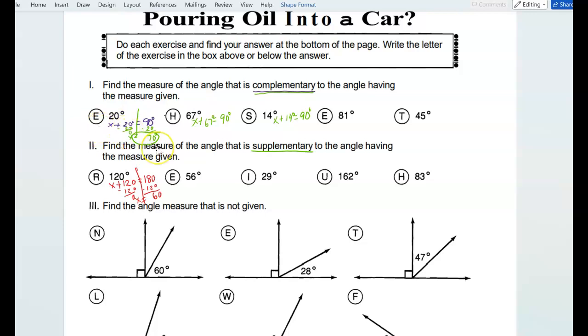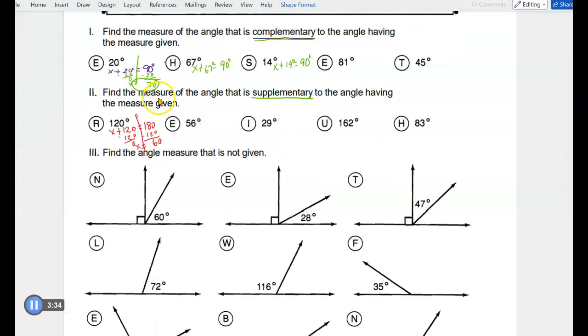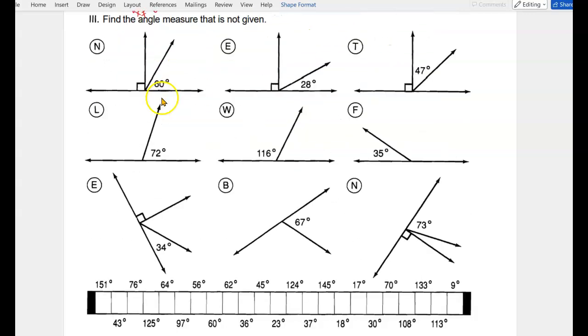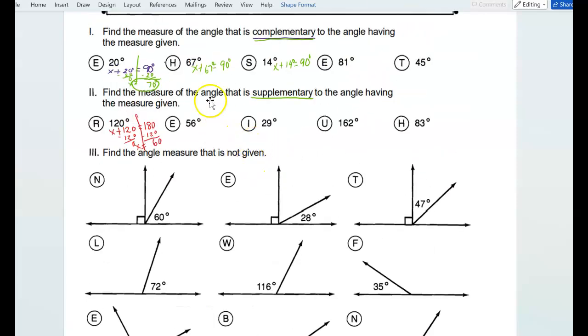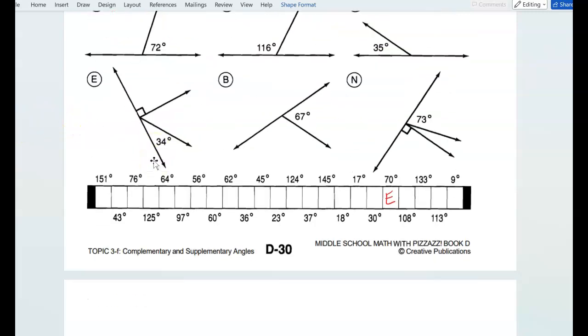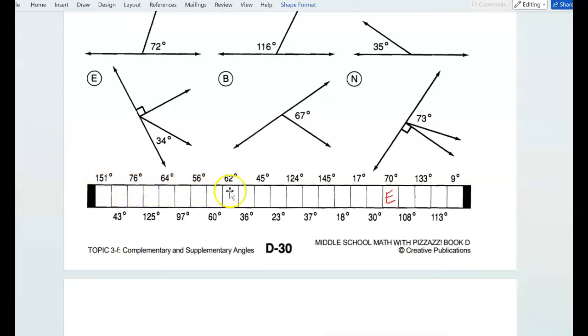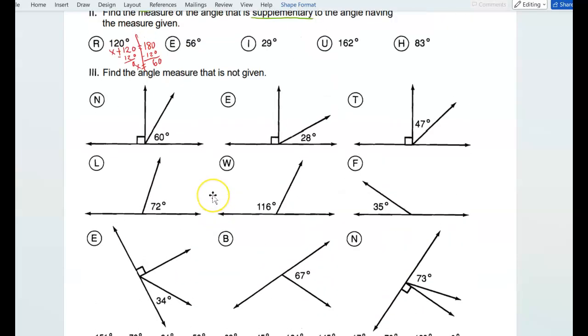Okay, so you might ask, well, Miss Niebuhr, what do we do with our answers here? Letter E, 70 degrees. We come down to the bottom and we look for 70 degrees. There it is. And we're going to put the letter E there. And let's see, we've completed 2. R, 60 degrees. So we're going down to the bottom. We're looking for 60 degrees. There it is. And what letter was it? R.